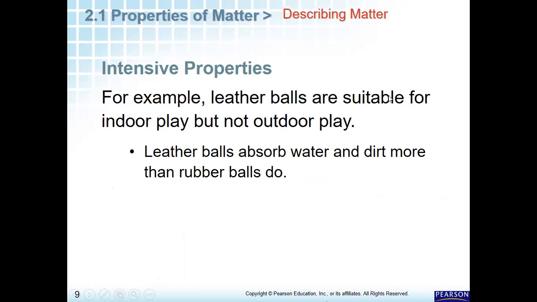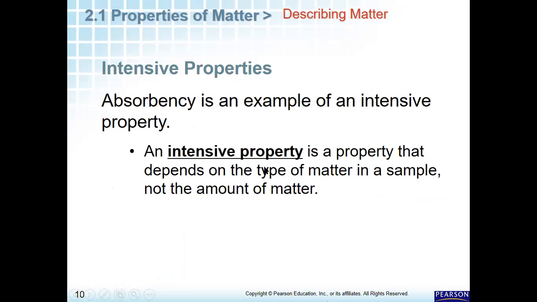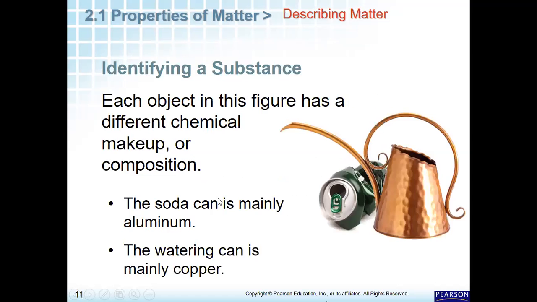For example, leather balls are suitable for indoor play, but not outdoor play. A leather ball can absorb more water and dirt if it's taken outside for playing, but indoors it's better. The rubber one is better for outside. It depends on the absorbency, and absorbency is exactly an intensive property. So an intensive property is a property that depends on the type of the matter in the sample, not the amount of the matter.